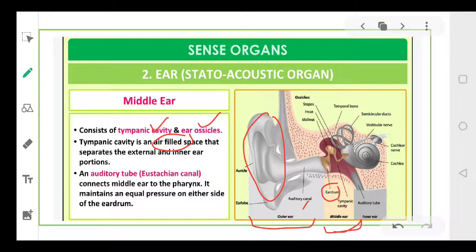Now the auditory tube connects your middle ear to the pharynx. अगर आप यहाँ ध्यान से देखें तो यहाँ पे एक auditory tube है. Okay, if you look at this, there is an auditory tube. This auditory tube leads to your pharynx. Okay, and it maintains an equal pressure on either side of the eardrum. और ये जो auditory tube है, इसकी वजह से आपके eardrum के दोनों side pressure equal maintain होता है. Eardrum के this side and that side. So equal pressure is maintained on both sides of the eardrum.